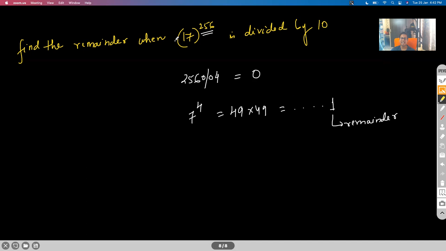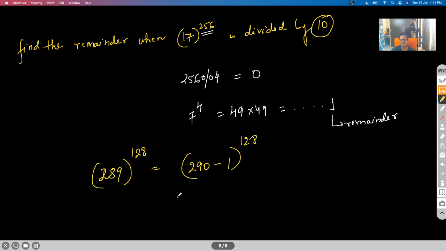Fine. And let's say if you want to solve it by our binomial approach. As I told you, write this as something which is a multiple of the number plus or minus 1. The best way to write is 289. 289 comes from 17 square. I'm so sorry, this is 289 to the power 128. So 289 is a multiple of 10 minus 1.